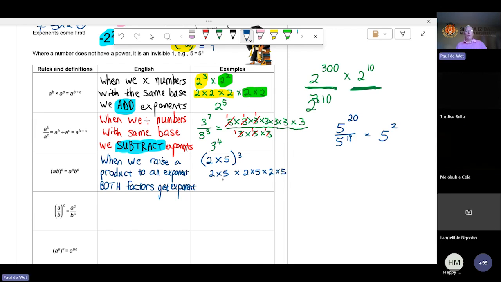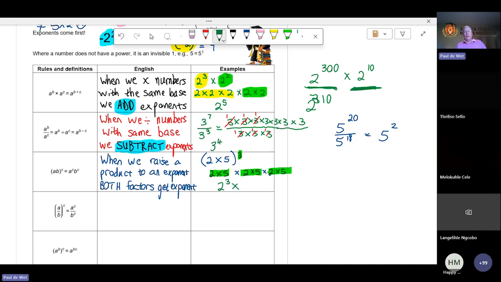Does everyone see that that's what that means? When you've got something cubed, you're going to multiply it by itself. 1, 2, 3. Okay. Now, if I look at this and I rearrange the order of this, how many 2's have I got altogether multiplying here? 3. And I can write that like that.